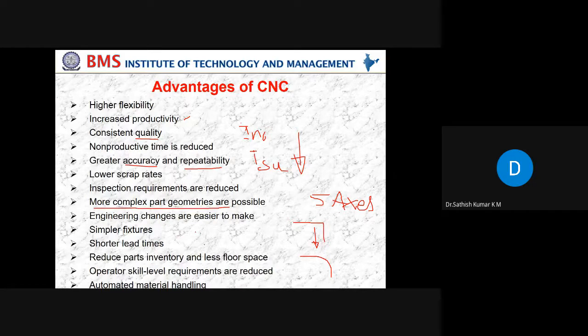Simpler fixtures, shorter lead time. Shorter lead time means production time is going to be faster. Then reduced part inventory and less floor space, operator skill level requirements are reduced, and automated material handling. These are all the possible advantages that I have listed here, which are going to be important. Maybe you may get this for short notes.